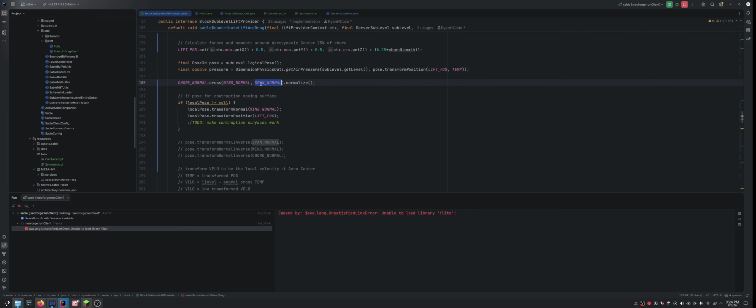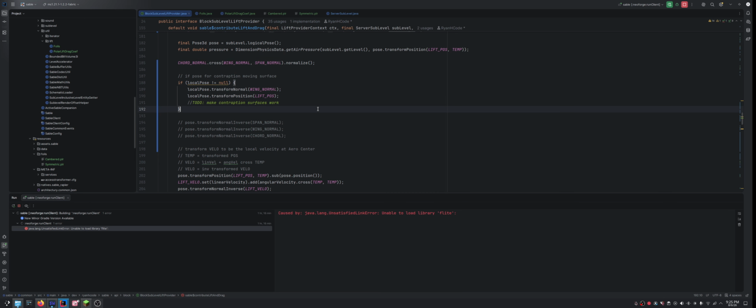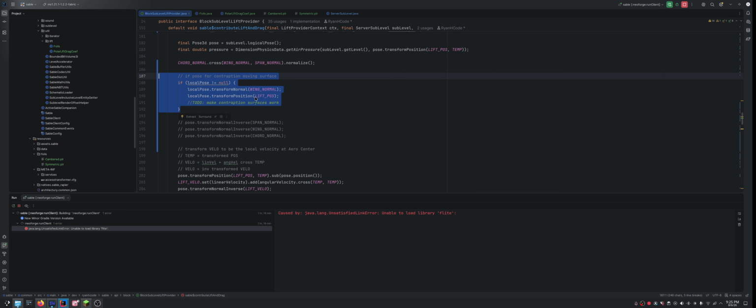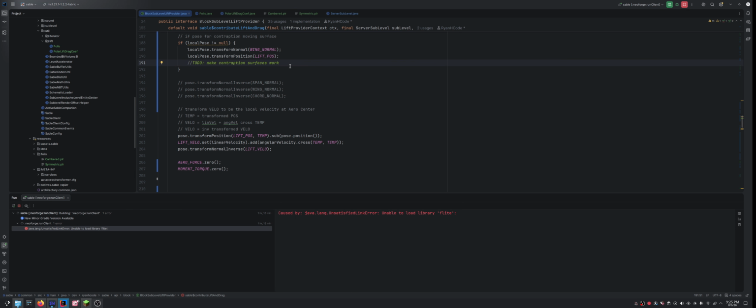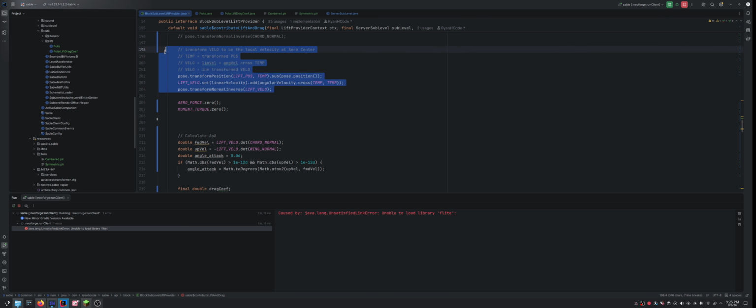Pretty standard. Wait, no, I calculate the span normal, sorry, storing this in span normal, using the chord normal and wing normal. Chord normal is just north for now, because I need the span normal for certain calculations. I don't know if this works yet, but this is to do with contraptions, having lifting surfaces on contraptions. This is mostly the same as their code.